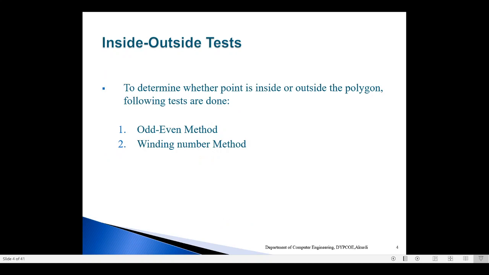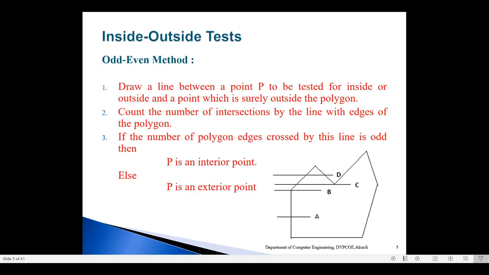So here we'll see a test to check whether a point is inside the polygon or outside the polygon. There are two tests. First is the odd even method and second is the winding number method. So let's see the odd even method. This method is used to check whether point P is inside or outside.